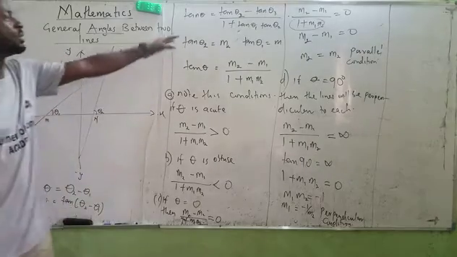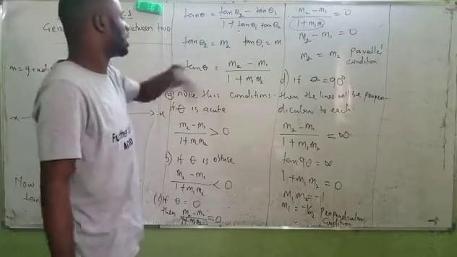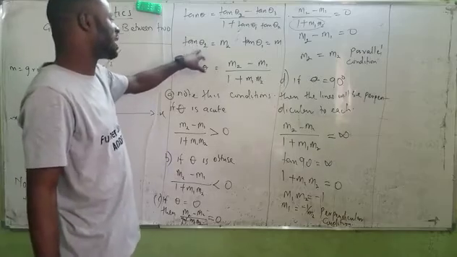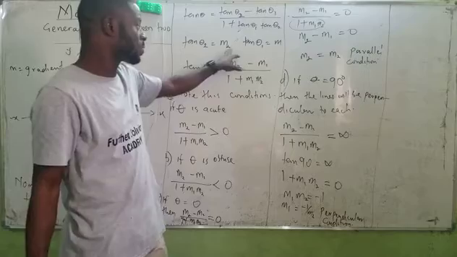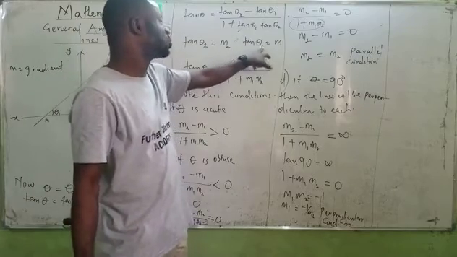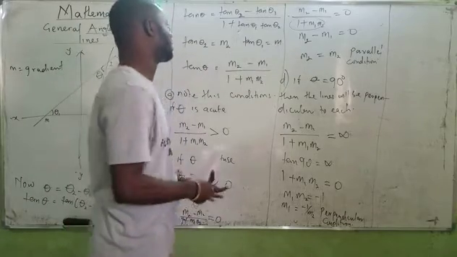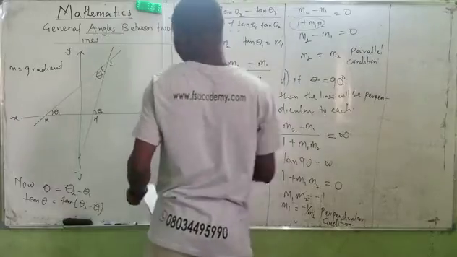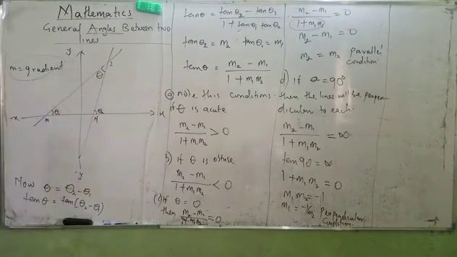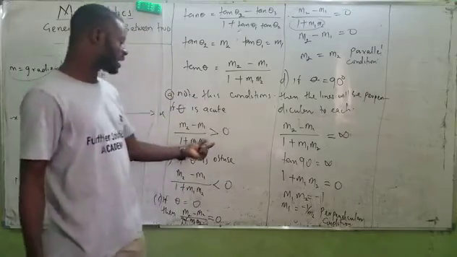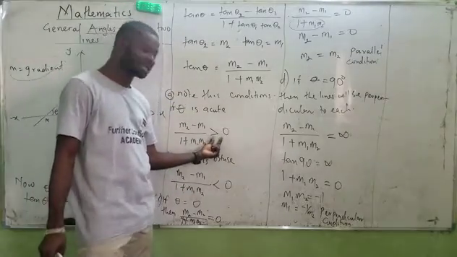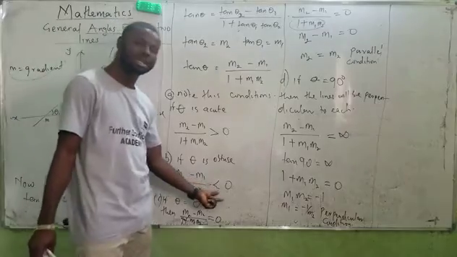Now, this is the one for the tan. I declared tan angle 1 equals theta, equals gradient 2. Tan angle 2, angle 1 equals gradient 1. M stands for gradient, which I explained here. With that, the condition is: if the angle is acute, it will be greater than 0. If it is obtuse, it will be less than 0.